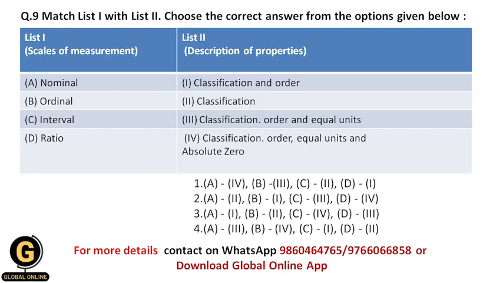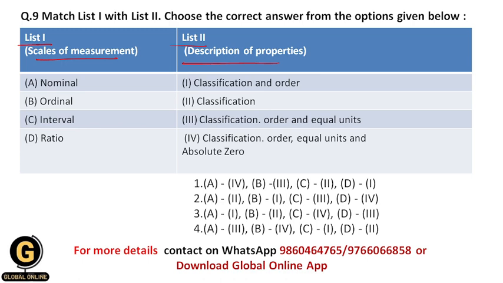Next is, now here they have given you list 1 and list 2, and you need to match list 1 with list 2. Within list 1 they have given you different scales of measurement, and within list 2 they have given descriptions of their properties.